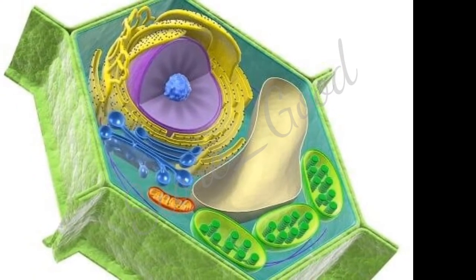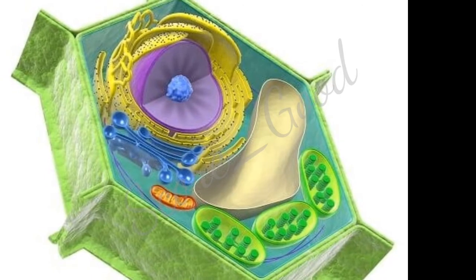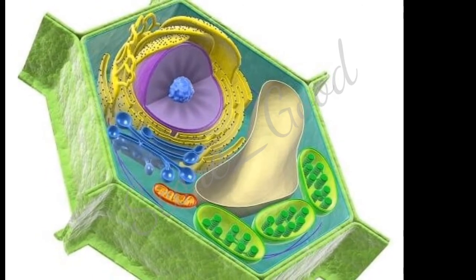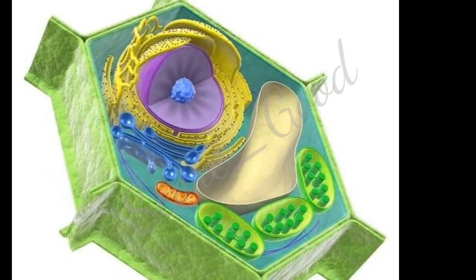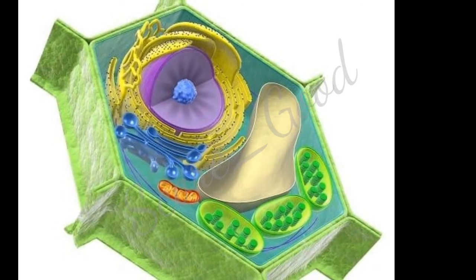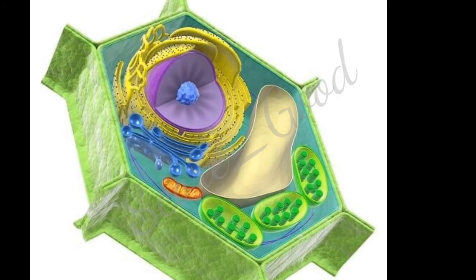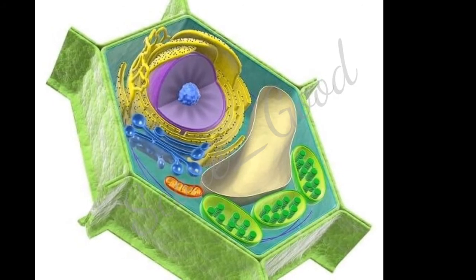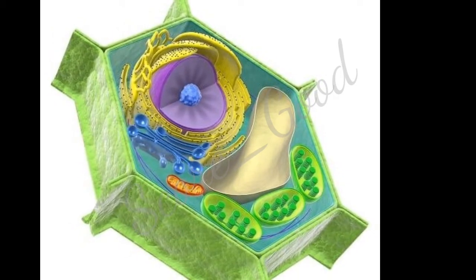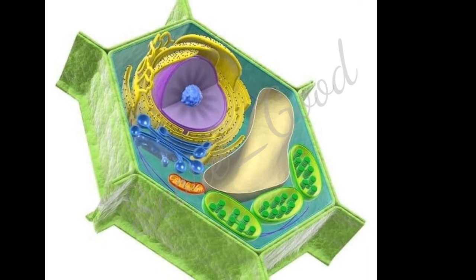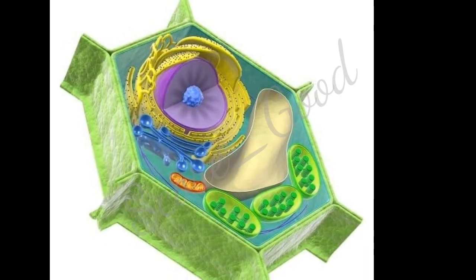This is because in plant cells the vacuoles are very large, which pushes the nucleus to one corner of the cell. We can see this clearly in the picture. Whereas in animal cells, it is located near the center. Why? Because the vacuoles are smaller when compared to plant cells.